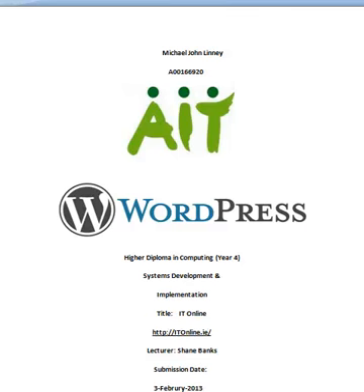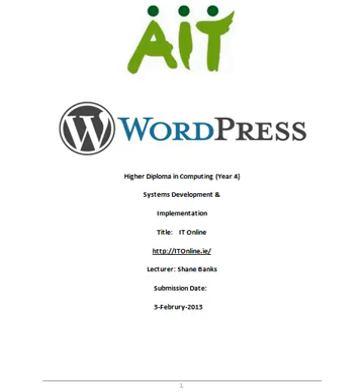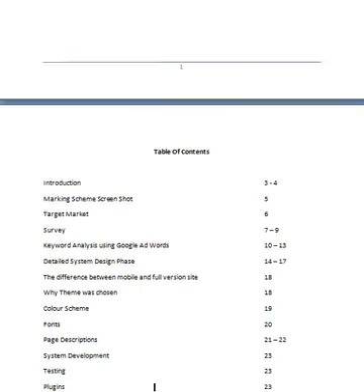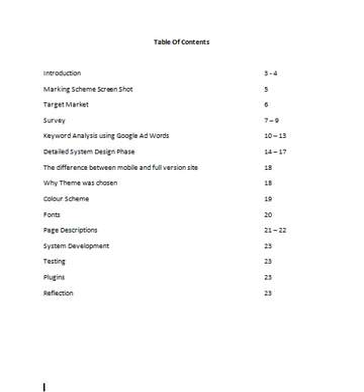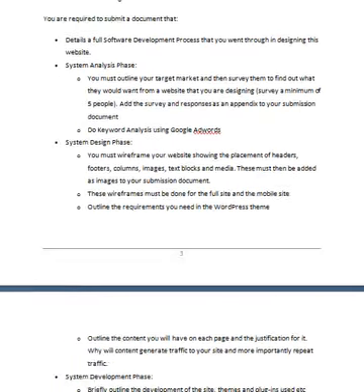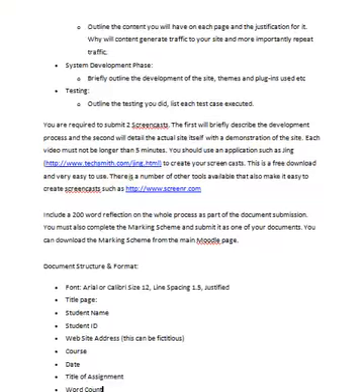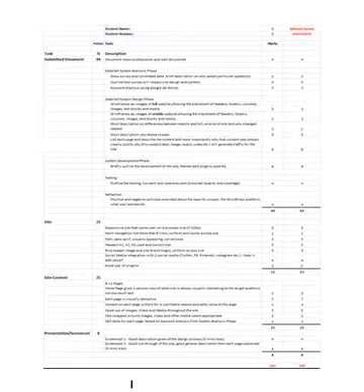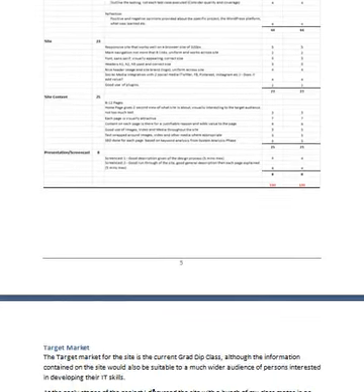This is my WordPress project. This page is the table of contents. The introduction, basically a description of what's entailed in the project. And here's my marketing scheme. I was quite generous to myself there.